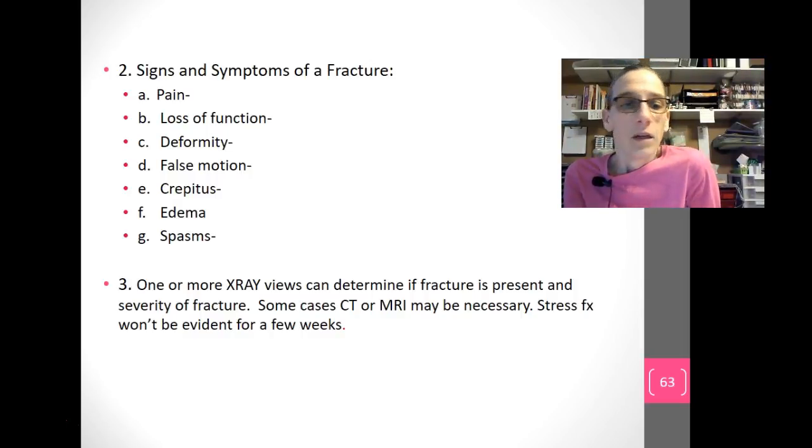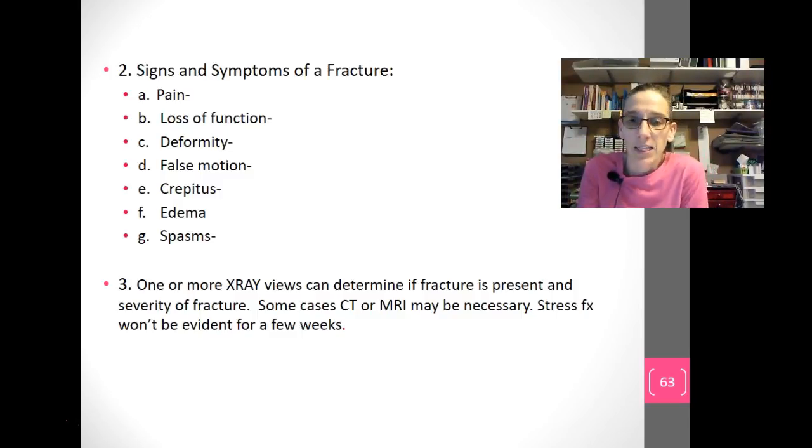Okay. One or more x-ray views can determine if a fracture is present and the severity of the fracture. In some cases, a CT or MRI may be necessary. Stress fractures often won't be evident for a few weeks. Remember, those are usually seen in the lower extremities from overuse in high-impact sports.